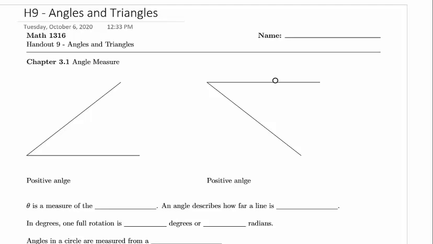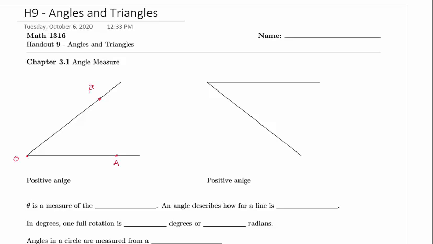This is from chapter 3.1 in the book. Now for angle measure, it's somewhat of a review, but not totally. We're going to be looking at it from a slightly different angle. We've got 3 points that define these lines here. We've got an A and an O, and then we've got our point B right there.